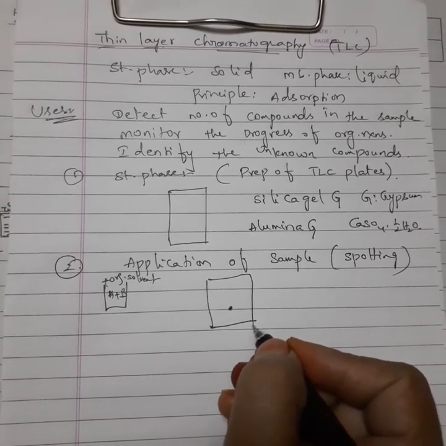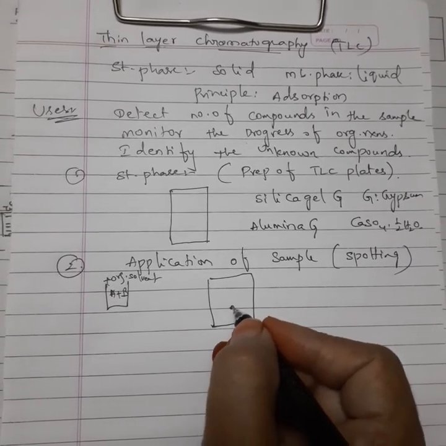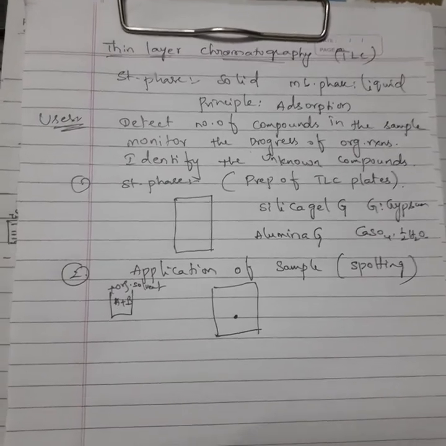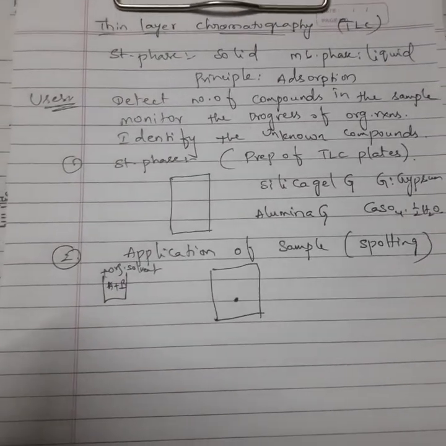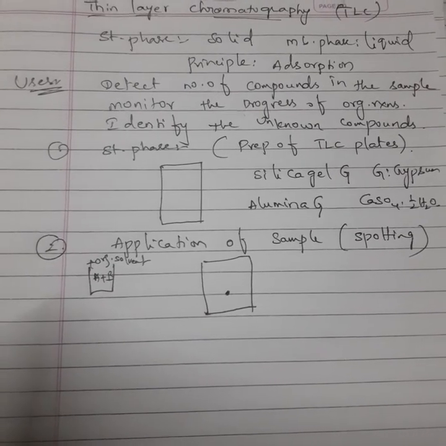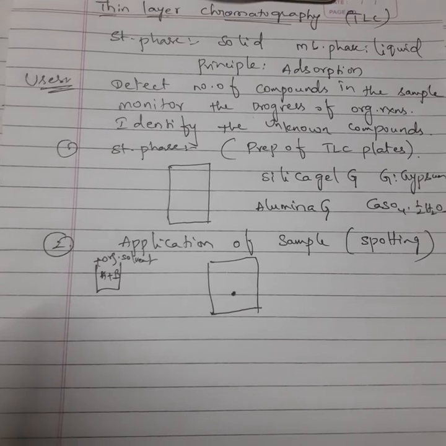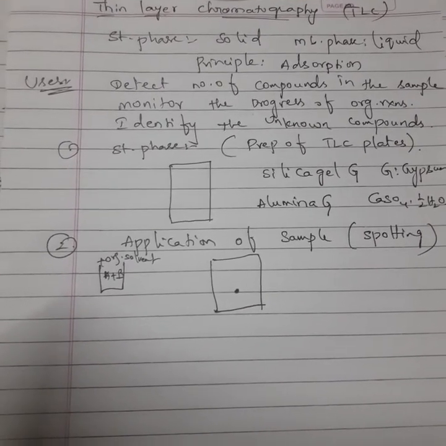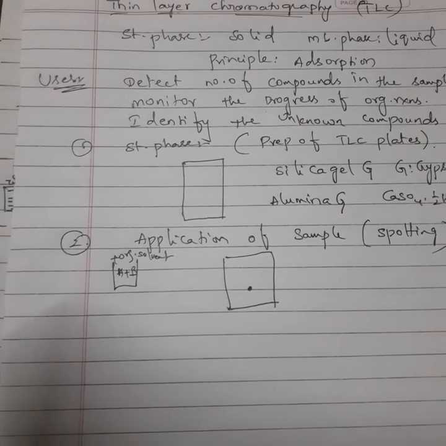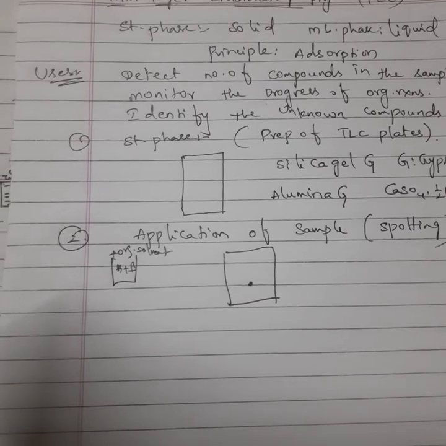From the line below, 1 centimeter on top, we need to put a spot. So that is called what? Spotting. Application of sample. The reaction mixture we want to separate is added to a little bit of organic solvent, and that is placed as a spot at 1 centimeter above the level of this microslide. That is what? TLC plate.